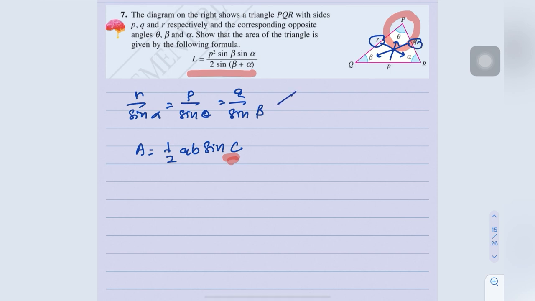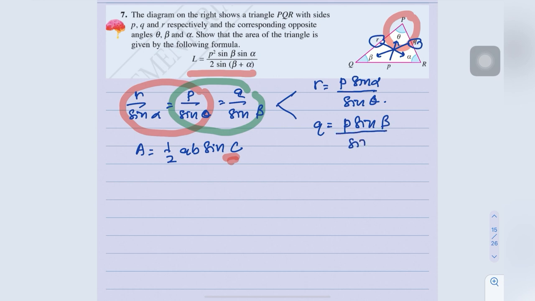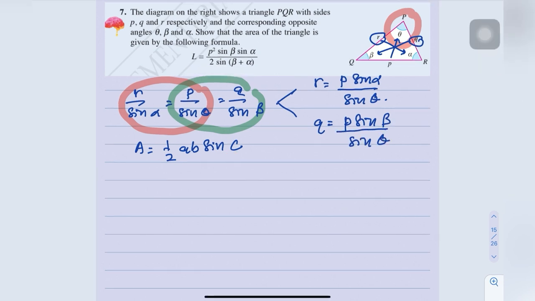Okay, so from this sine rule formula, r equals p sine alpha over sine theta. Okay, so we choose this one. Then for q, let's say this one. Okay, q equals p sine beta over sine theta. Then we are going to substitute this expression and this expression into this formula.